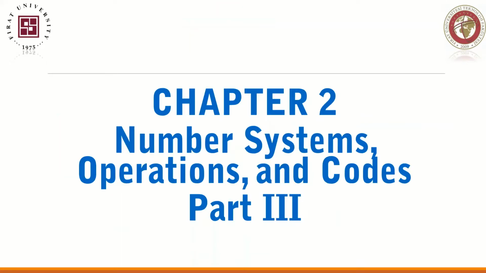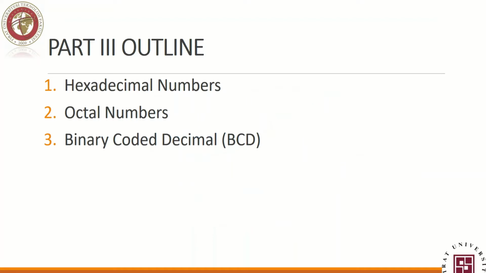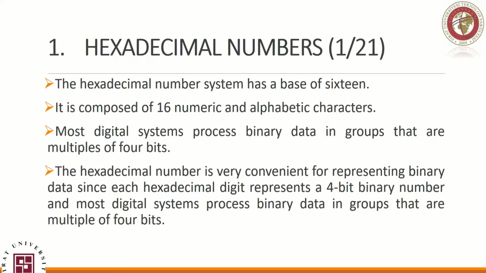We are still discussing Chapter 2, Number Systems, Operations and Codes. This is the third part. In this part we will discuss hexadecimal numbers, octal numbers, and binary coded decimal, or BCD. Let's go through the topics one by one.